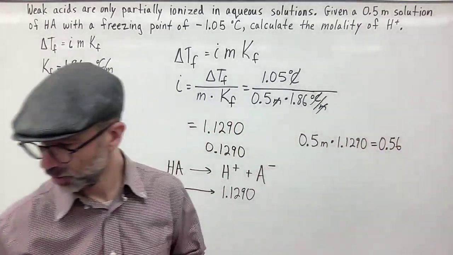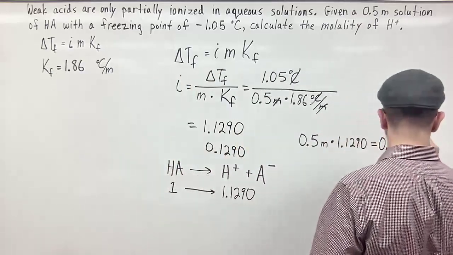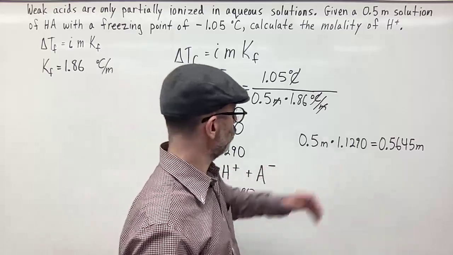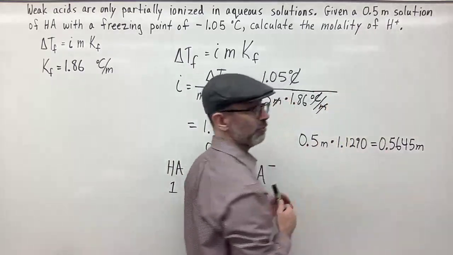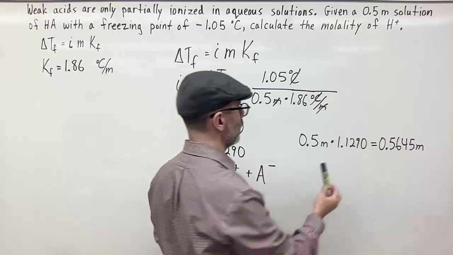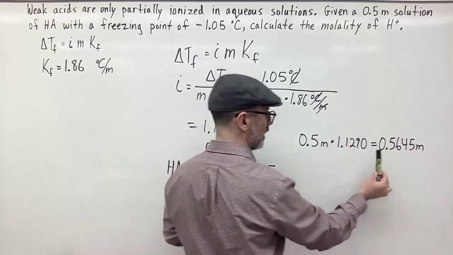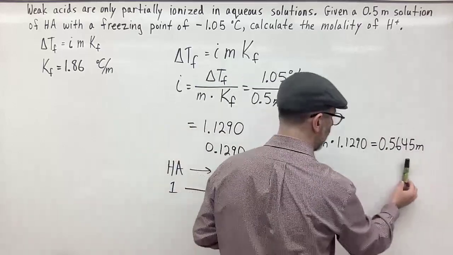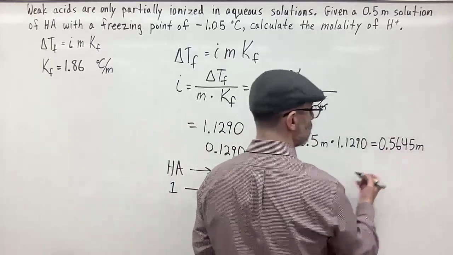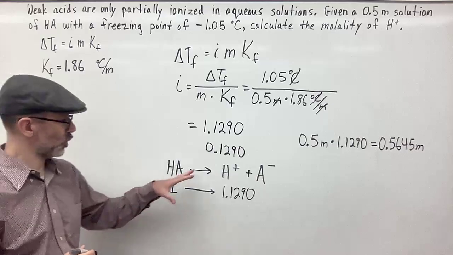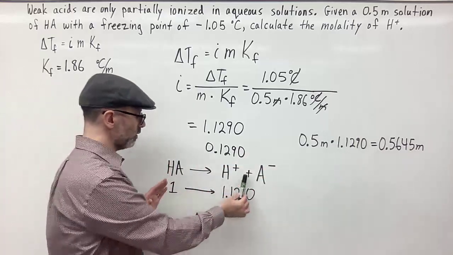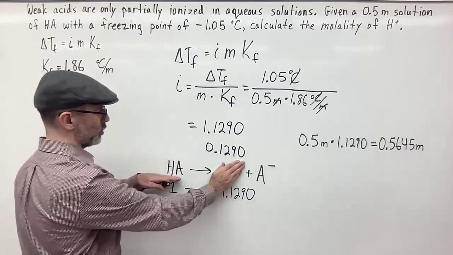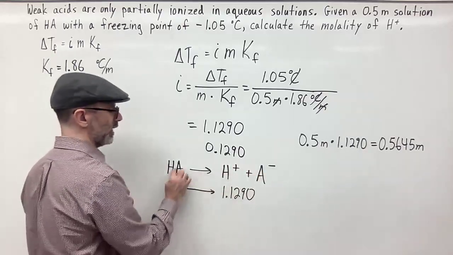So that's going to give us 0.5645 molal. And so you can see that we started out with 0.5 molal, and when we multiply that by this factor here, we get 0.5645 molal. And you can see that we got a higher molal. So the difference here must be due to the dissociation that occurred here. That would be due to the extra H plus we have. If it wasn't like that, then of course HA would be 1 to 1, but we get this value here.